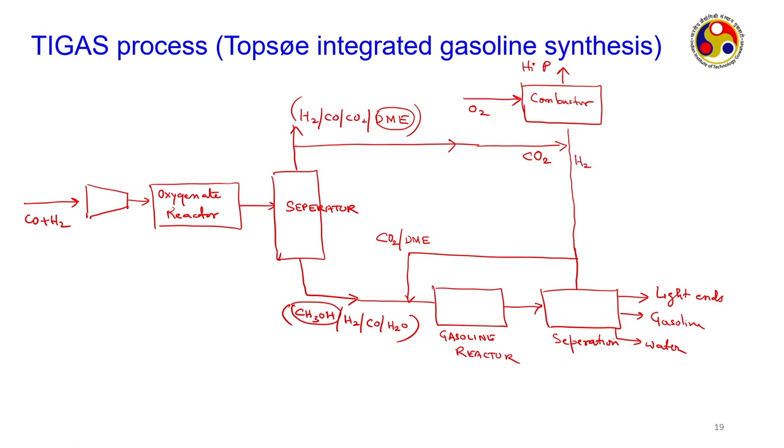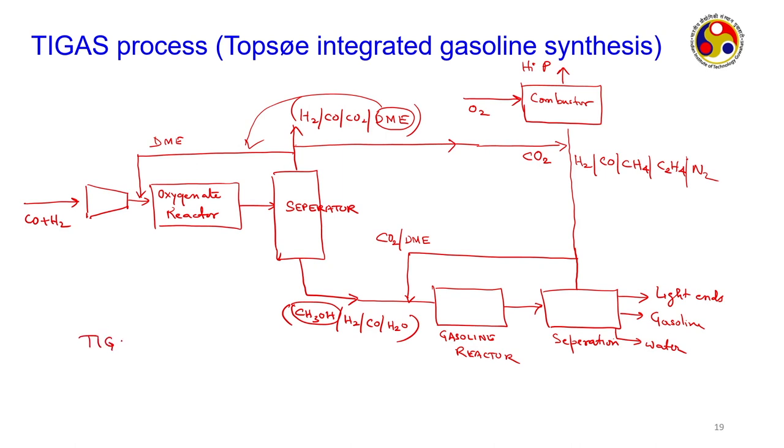This will be a mixture of H2, then it may be CO, CH4, then you have a mixture of C2H6, ethene, and also nitrogen, N2, present. So, this is the entire process which is called the TIGAS process. In this separator, you separate out the components, and the DME is again separated if it is not converted in the oxygenate reactor. It comes out here, is separated out and sent to the oxygenate reactor. So, this is about the TIGAS process.